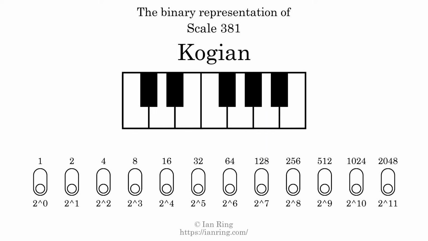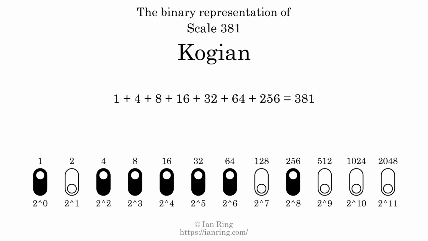The binary representation of this scale is determined by mapping tones of the scale to binary digits. Each binary digit represents a power of 2. To get the scale number, we add the powers of 2 together. The powers of 2 that are present in the scale, all added together, equals 381. That is why the scale number, in decimal, is 381.